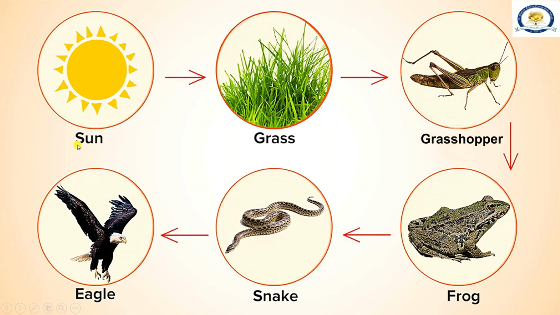Sun. The sun is the source of all energy for grass. Grass takes energy from the sun. Grasshopper eats grass. Frog eats grasshopper. Snake eats frog. Eagle eats snake.